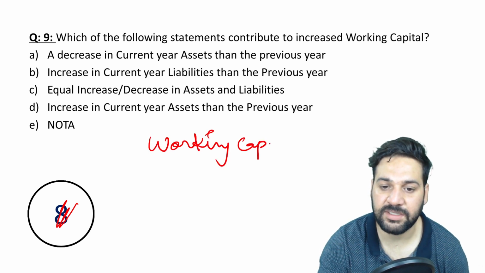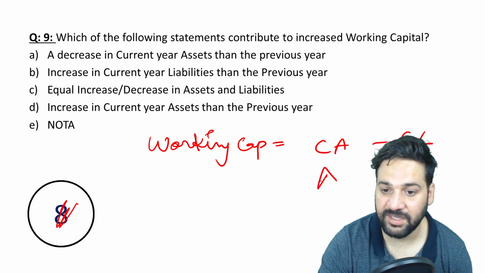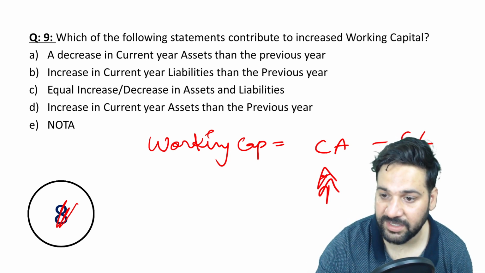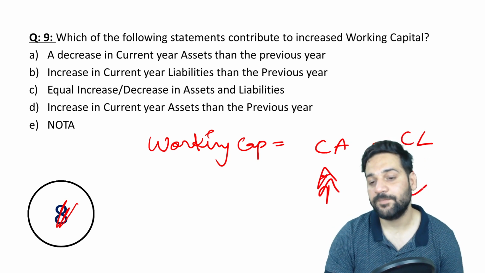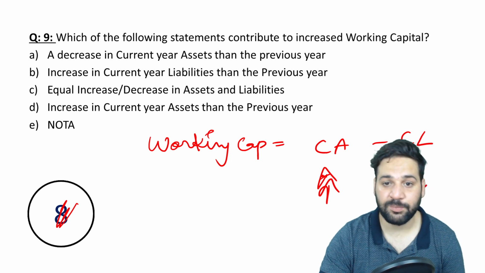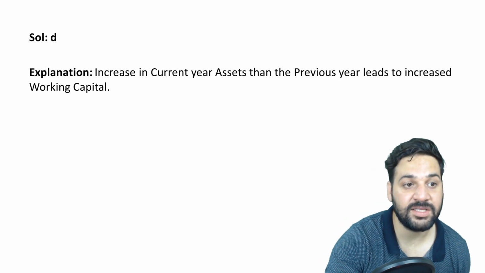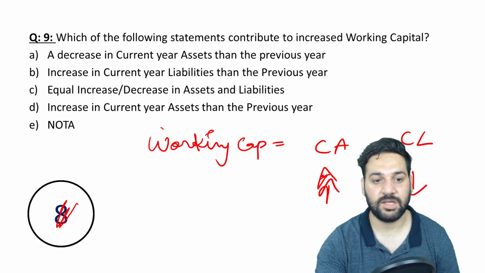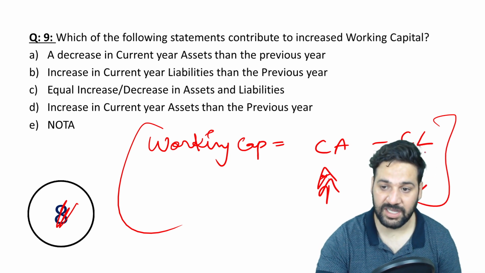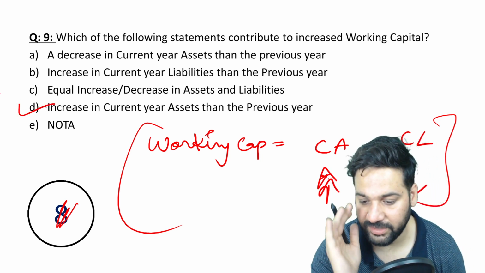The working capital is equal to current assets minus current liabilities. So if the current asset increases, obviously the working capital would increase. If the current liability decreases, the working capital would increase as well, right? So increase in current year's liability than the previous year, obviously no. Increase in current year assets than previous year, obviously D is the correct answer. You just need to give it a look. If the current asset increases, working capital would increase. If the current liability decreases, working capital would increase. So D is the correct answer. Very easy, but it can confuse you.